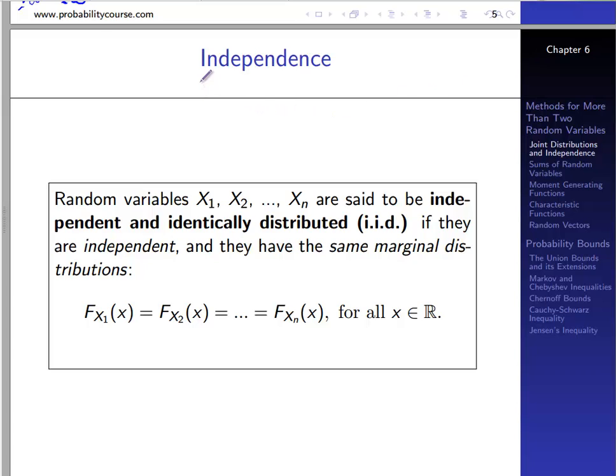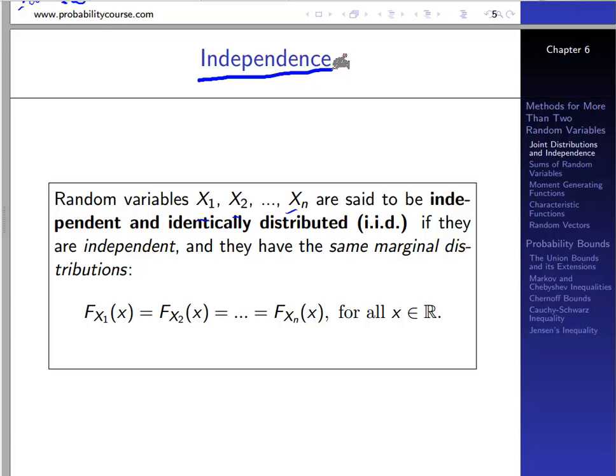Okay, so let's continue our discussion of independence. Now, a special case of independent random variables is when all the random variables are identically distributed. Now, this is actually the basis of statistics. What do you do in statistics?